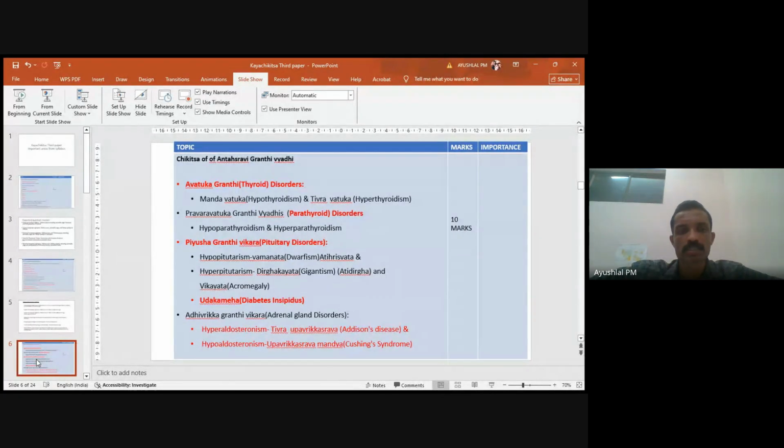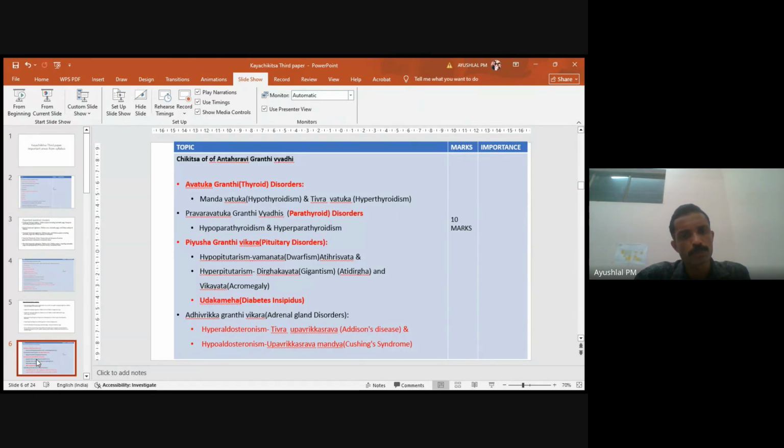Then parathyroid disorders. So you just remember the words. Pravara Avatuka Granthi Vyadhis. Even for teachers it's difficult to pronounce all these things. Pravara Avatuka Granthi Vyadhis, that is parathyroid disorders, hypoparathyroidism and hyperparathyroidism. Just prepare for 2-3 marks. Maximum it can be asked for 5 marks. And here also you may not get any long answer questions from the endocrine portion. It carries only 10 marks. So there is less chance to get a total 10 marks question from this area.